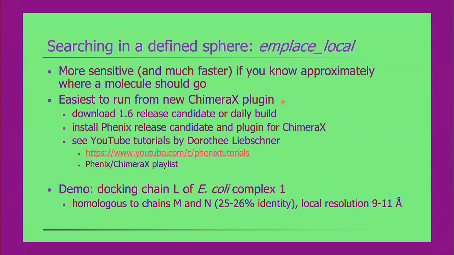This isn't in the current release of anything. So in order to run this, you need to download the 1.6 release candidate of Chimera X. You need to install a Phoenix release candidate because that's not quite there. In a few weeks, the official releases will probably work. And you need to install a plugin for Chimera X. If you want to do this, Dorothy Liebschner has put up some YouTube tutorials on the Phoenix channel of YouTube. You just look at the Phoenix Chimera X playlist. Okay, so let's look at this demo.